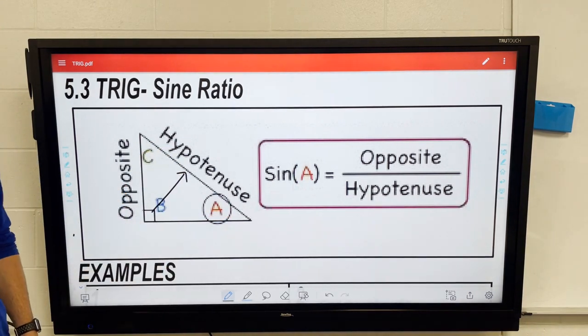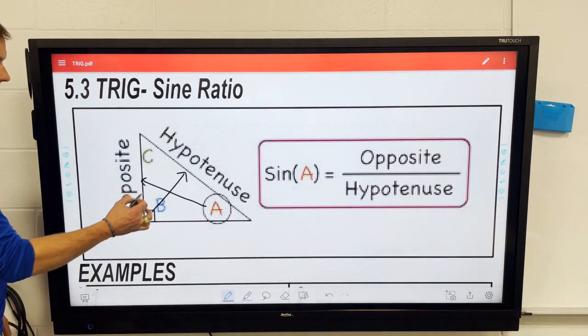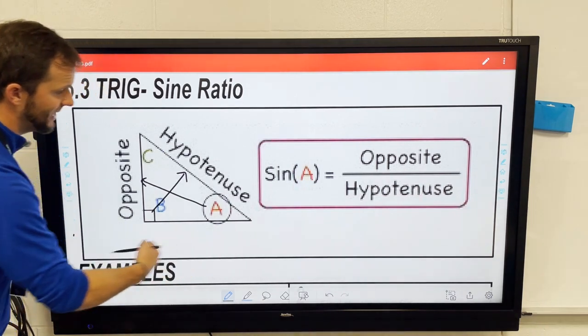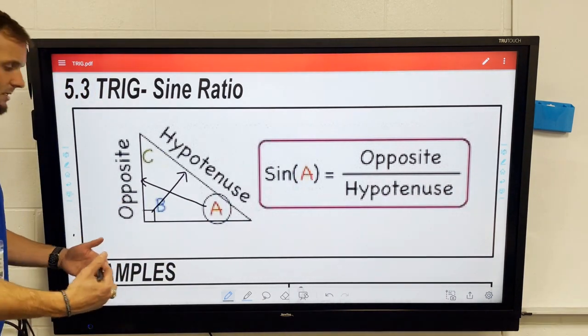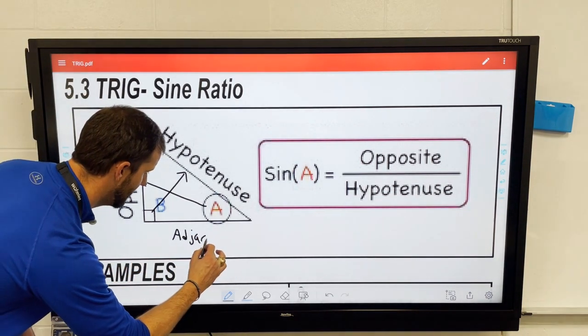And now I'm going to look at the relationship from angle A. So if I draw an arrow from A to the opposite side of the triangle, that's going to be my opposite side, okay? And then this third side down here is going to be something called adjacent. Adjacent means right next to. So this is going to be my adjacent side, okay?